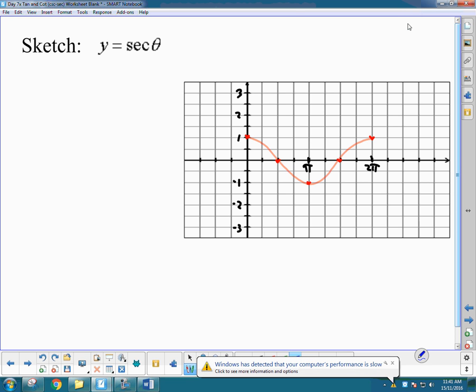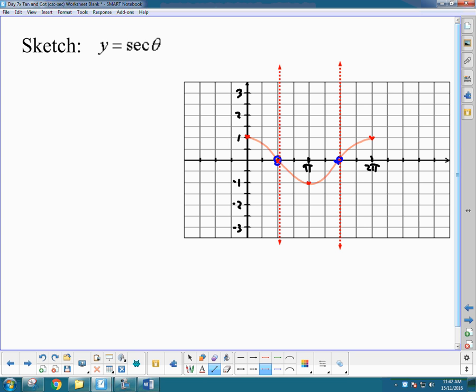I should know wherever cosine is equal to 0, here and here, I'm going to get a vertical asymptote. Just going to fix that one so it's a little bit better. And I know the reciprocal of 1 is going to be 1, so this spot is going to be 1. Reciprocal of -1 is -1, and the reciprocal of this is going to be like that.